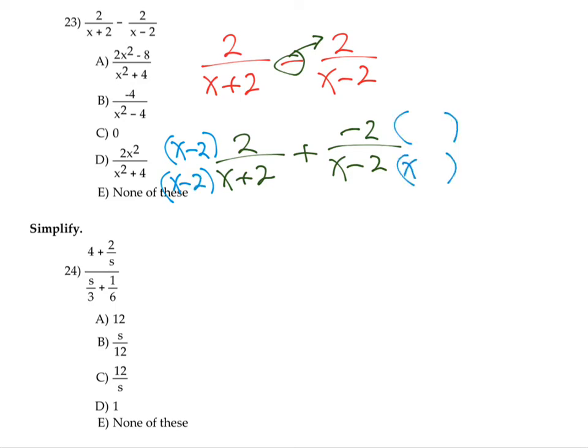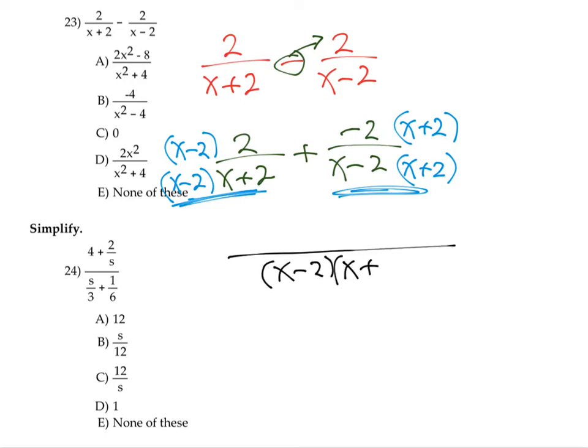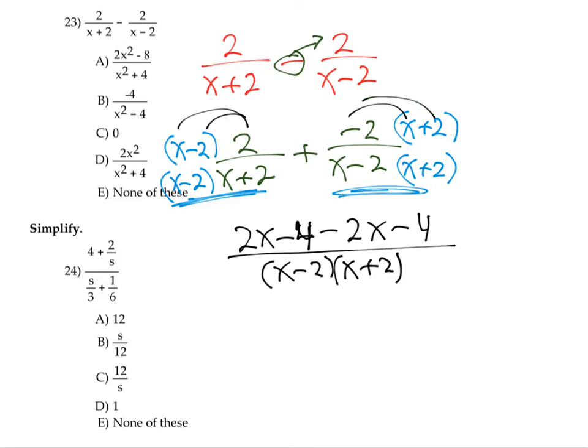And what's this guy missing? X plus 2. See how we've made both denominators the same? Common denominator. So now we don't need 2 fractions. They're the same denominator. Make it one big fraction. Multiply this: 2x minus 4. And multiply this: minus 2x minus 4. That's interesting, huh? The 2x's cancel. You get minus 8 over x minus 2, x plus 2.